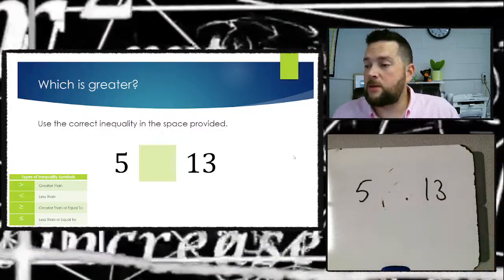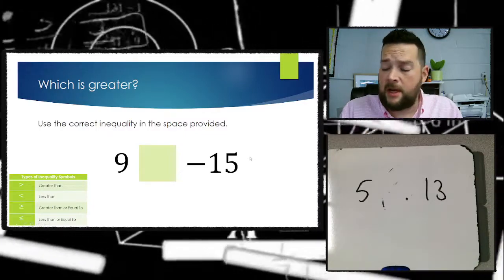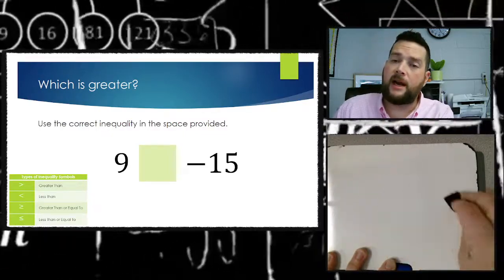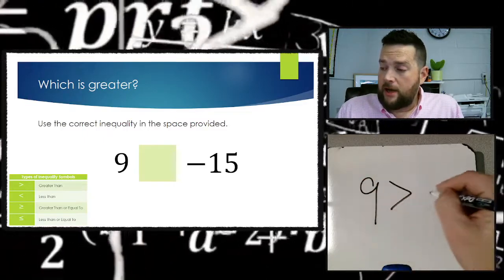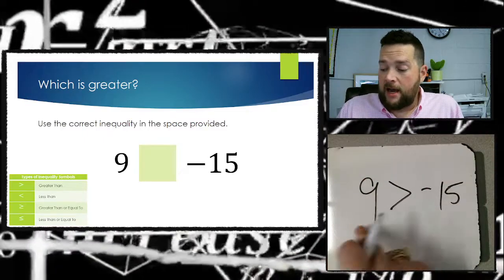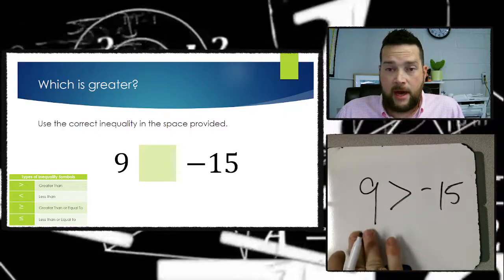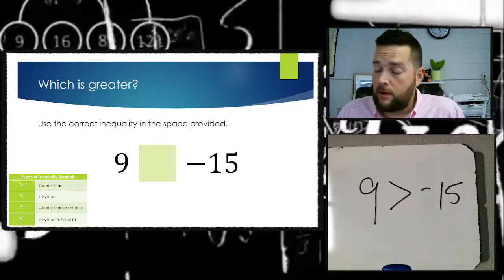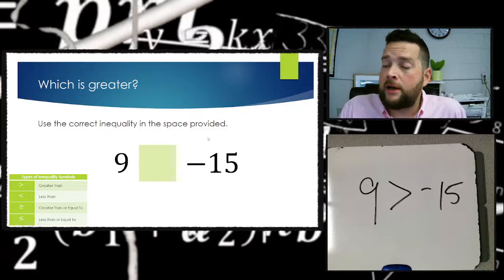All right, let's try the next one, which is going to include a negative. You think about this one and think about which one is greater and have the mouth eating that quantity. All right, you should have 9 is greater than negative 15 because any positive is greater than any negative. All right, so that's just like the intro, and that's where you got to earlier on in your math careers.